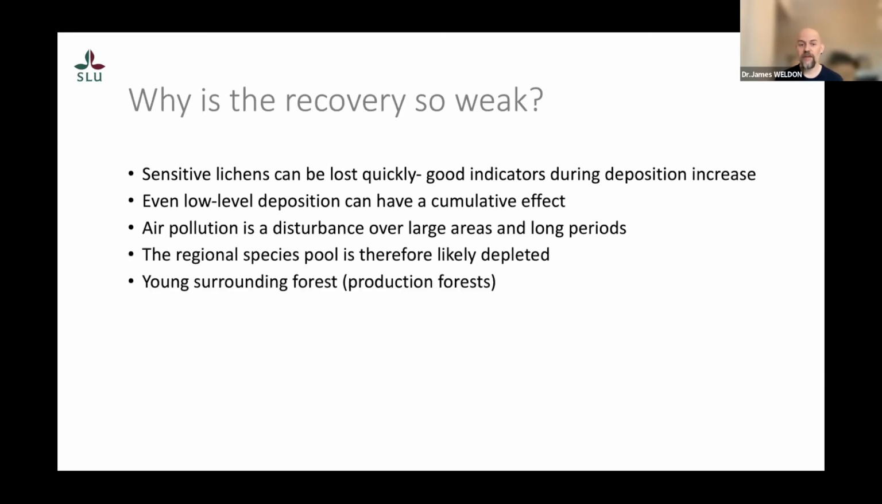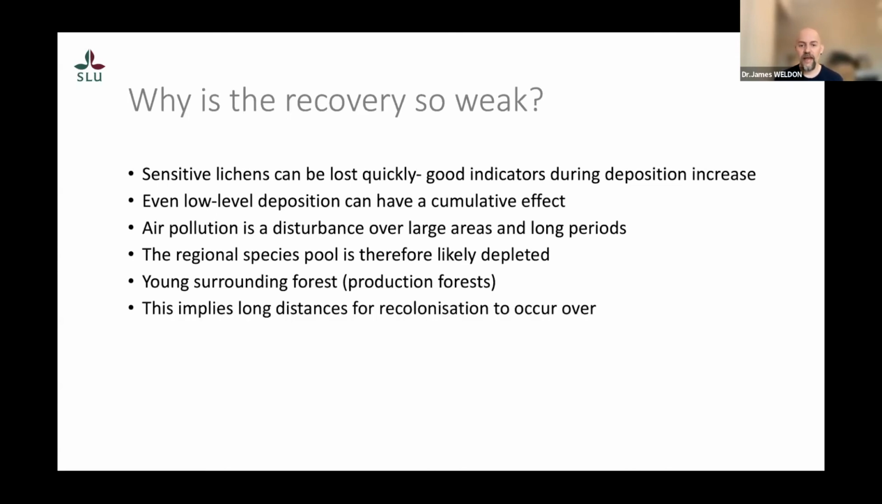Another factor in this context is that these monitoring sites are all effectively nature reserves, so there's no logging, no forestry permitted in them. The surrounding areas are almost always production forest. There are a few nature reserves dotted around, but generally the overwhelming majority of the forest surrounding each of these sites is used for forestry, for production. So it's quite young. We know that a lot of lichen species require old growth forest, and the conditions it creates are necessary for their reproduction and survival.